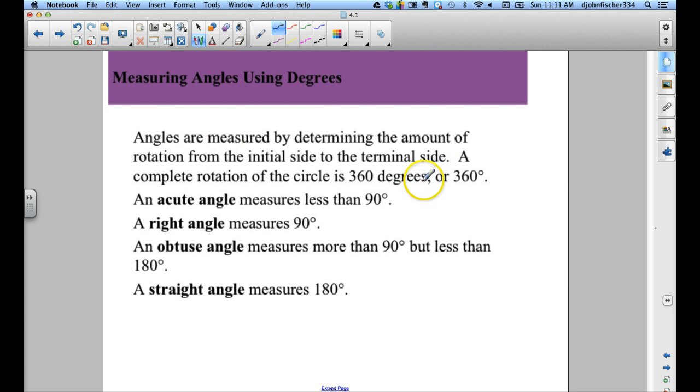And some of the definitions are ones you're used to. Angles are measured by determining the amount of rotation from the initial side to the terminal side. A complete rotation of the circle is 360 degrees, written with a little degree symbol. An acute angle measures less than 90 degrees. A right angle measures 90 degrees. An obtuse angle measures between 90 and 180, and a straight angle measures 180. So a straight angle goes right across. Obtuse is less than 180, bigger than 90. Right is 90, and acute is less than 90.